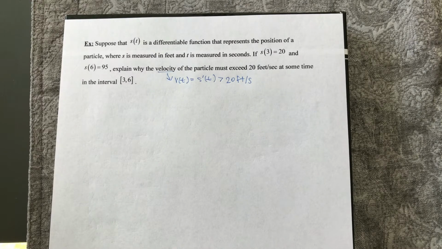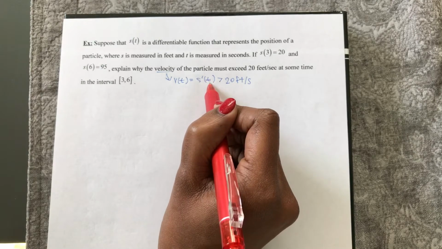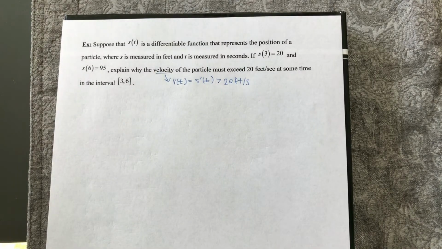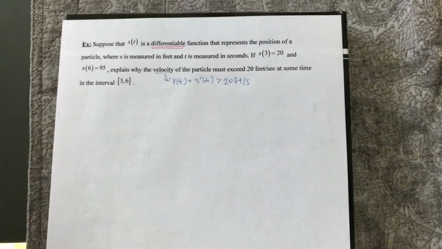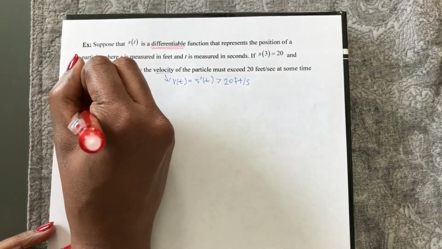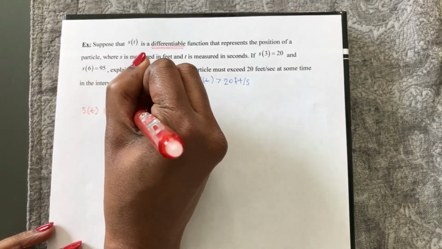Well, first, if I want to connect the mean value theorem, which connects us to the derivative, or the slope of the tangent line, in this interval, I must check the hypotheses first. So here's a key thing. They tell us that S of t is differentiable. Remember, if it is differentiable, that tells us that it's continuous.